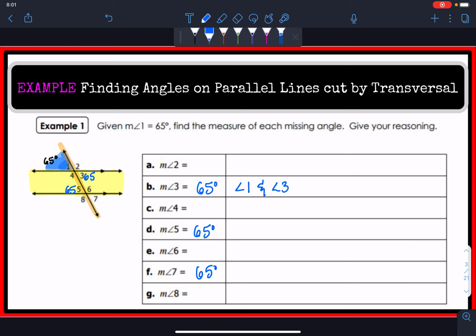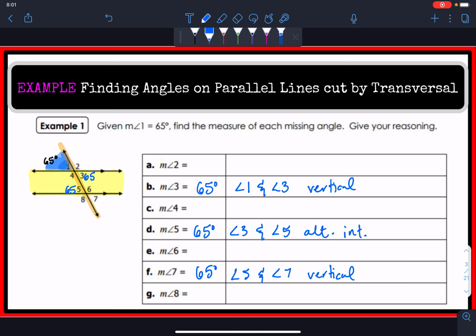Angle 1 and angle 3 are vertical angles. That's why we know it's 65 degrees. Angle 3 and angle 5 are alternate interior angles. That's how we know they're congruent. And angle 5 and angle 7 are vertical angles, and that's how we know that they're congruent.